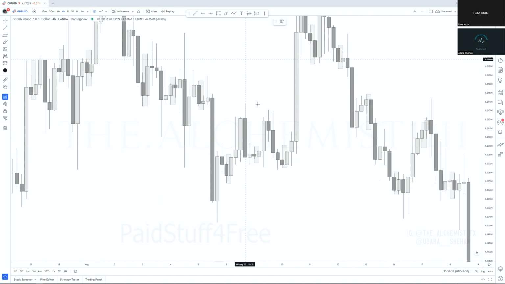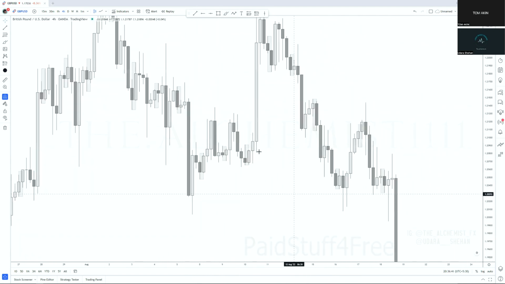It's something very simple, but it's very important, because above every single swing high in the market there will be buy stops resting. Breakout traders will be placing their buy stops above these swing highs. Let's talk about that later.